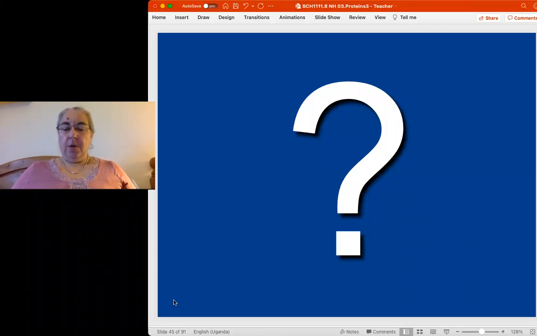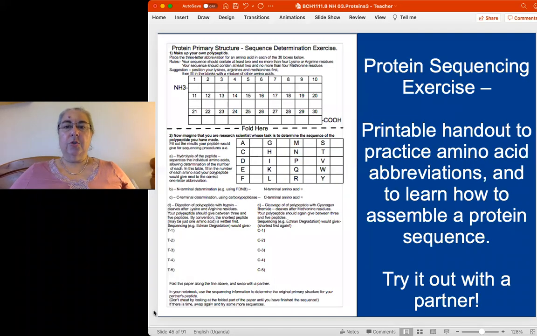Okay, so on the LMS, I've put a link to this page that you can download and print out if you want, or you could probably just use it on screen if you wanted. So this is an exercise to help you practice a number of different elements of protein sequence that we've been talking about. It's going through the process of finding out the primary structure of a protein, sort of as a paper exercise, if you like.